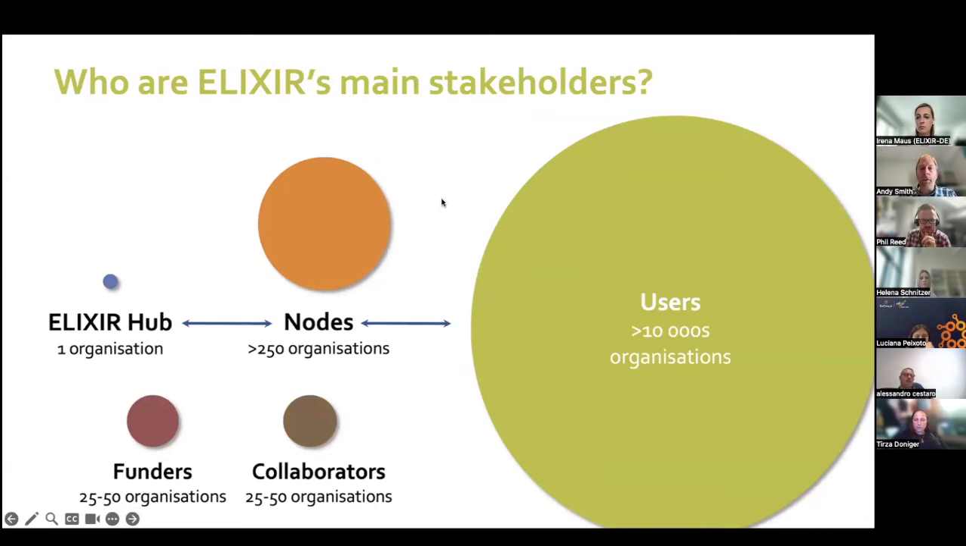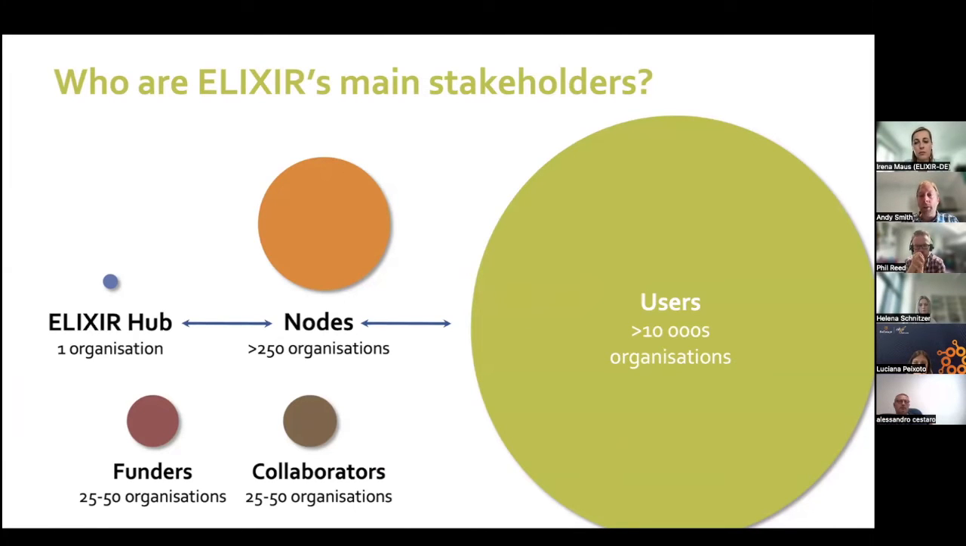I think it's always important to look at stakeholders, okay? And this slide gives you an idea about the scale of the different organizations that could be stakeholders of Elixir. So the hub is one organization, 50 members of staff, but the nodes themselves, and there are 22 Elixir nodes, they bring together over 250 institutes. So even the scale of national coordination, which I'm sure Irena will mention, is a challenge, trying to make sure that partners are connected, kept up to date, that you can exchange good practice internationally as well.